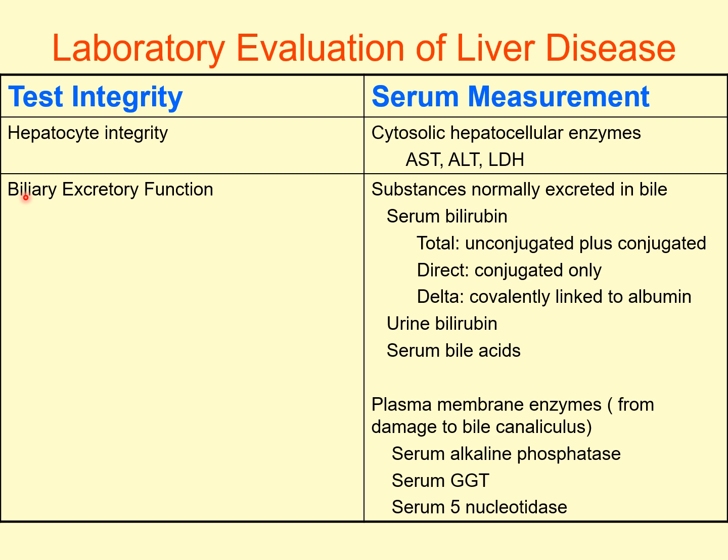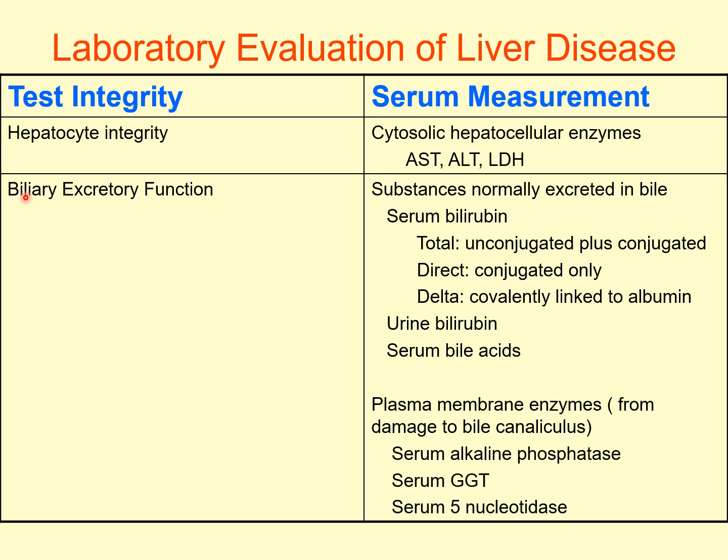And LDH, lactate dehydrogenase, is increased in tumors involving the liver. If there are mets from somewhere, or liver cell injury because of tumor cells, then LDH will be increased. Okay. So this is for the hepatocytic injury: AST, ALT and the LDH. Then another function is the excretory function of the liver.